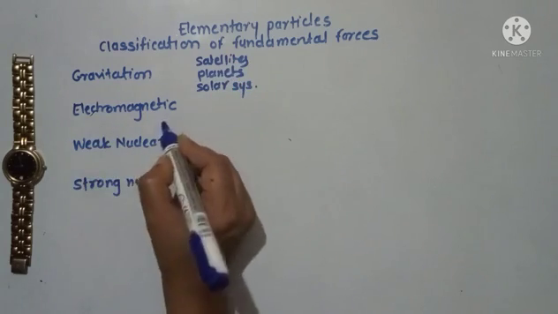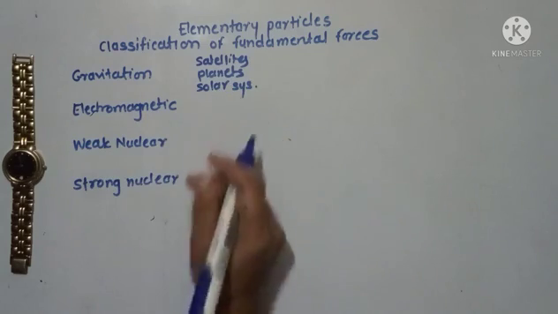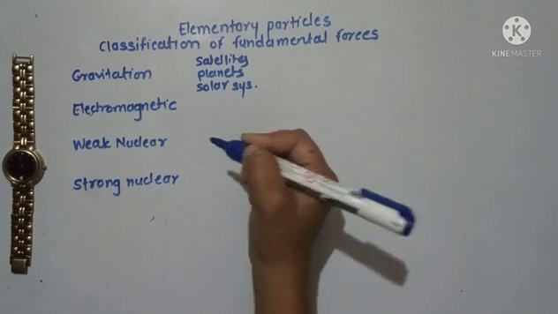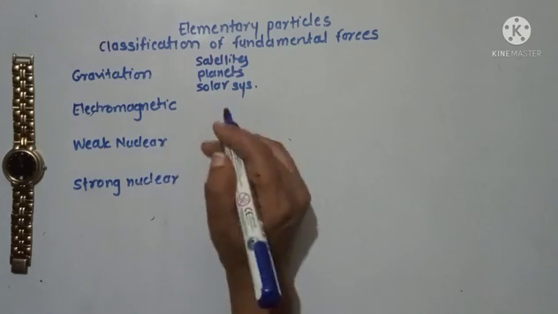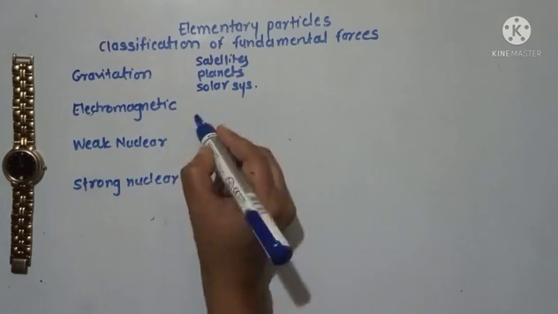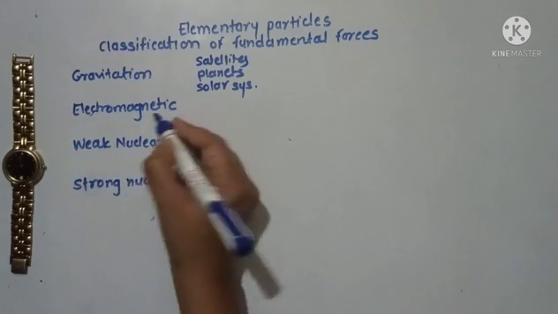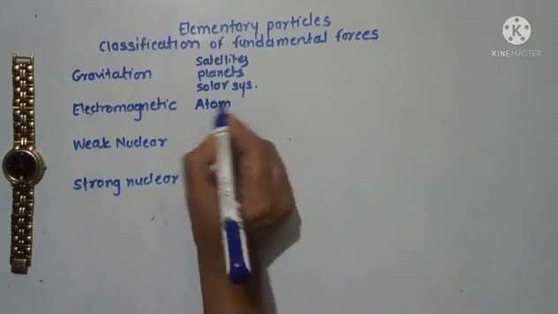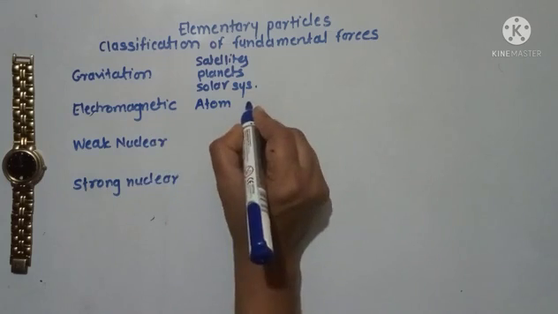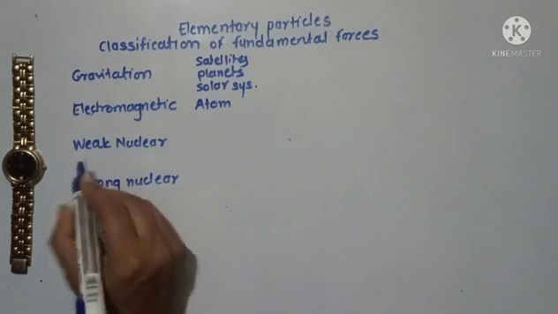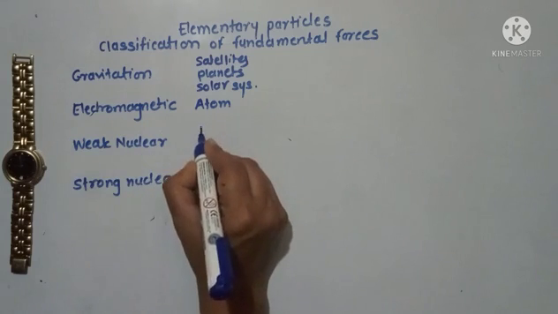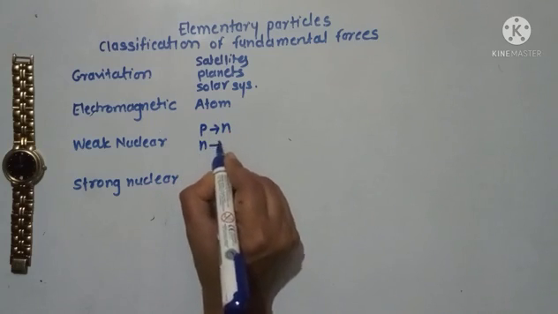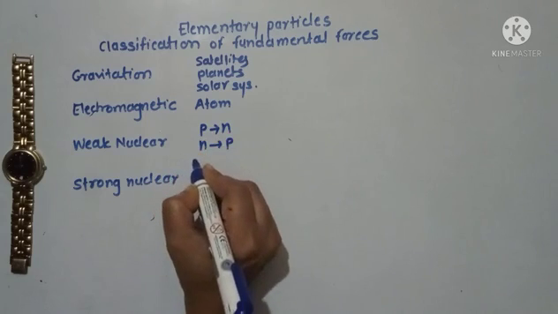Now we know that this electromagnetic force is due to the charge. So in an atom, the electron is revolving around the nucleus, which is due to the electromagnetic force of attraction. Whenever there is a charge, that is explained with the help of this electromagnetic force. So I will say the atom is held together with the help of this electromagnetic force. Weak nuclear force: when we convert a proton into a neutron, or when a neutron is converted into a proton, we call it a weak nuclear force.